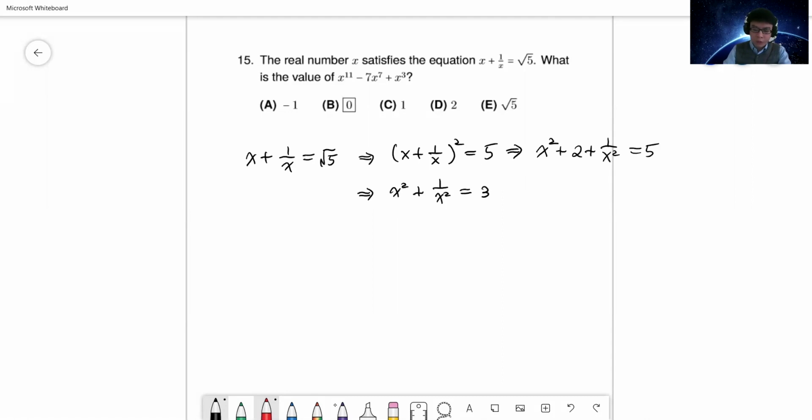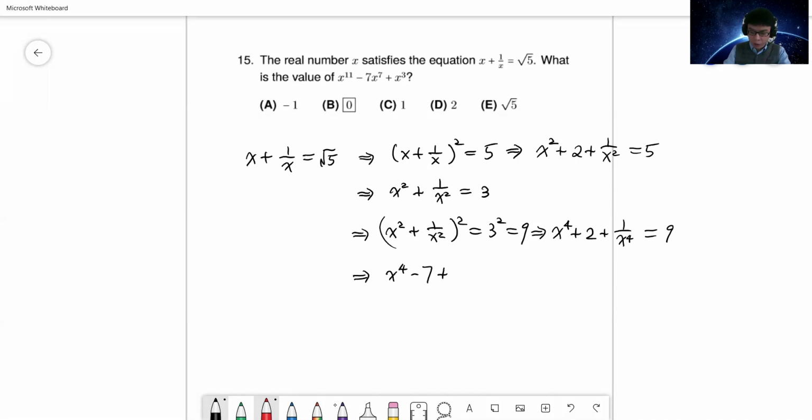And again, we can take another square. (x squared plus 1 over x squared) squared equals 3 squared, which is 9. That means x to the fourth, again we have the product 2, twice x squared times 1 over x squared is 2, plus 1 over x to the fourth equals 9. That means we have x to the fourth minus 7 plus 1 over x to the fourth equals 1.